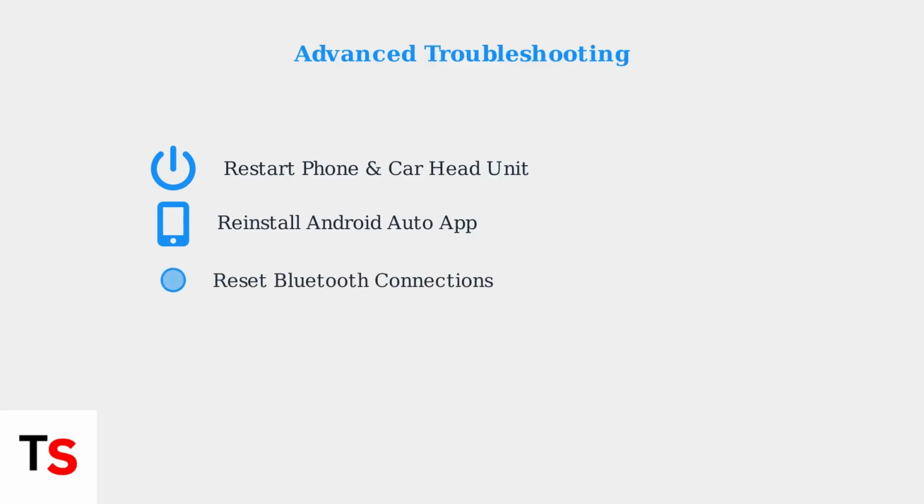Bluetooth connection issues can cause crashes. Go to your phone's Bluetooth settings, forget all Android Auto connections, then re-establish them fresh. This eliminates corrupted pairing data. Recently installed apps can interfere with Android Auto. Temporarily disable apps installed around the time crashes began, especially those that access location, audio, or phone functions.